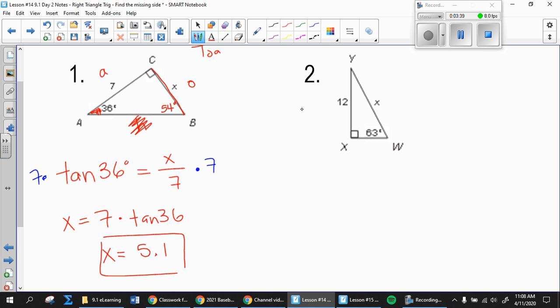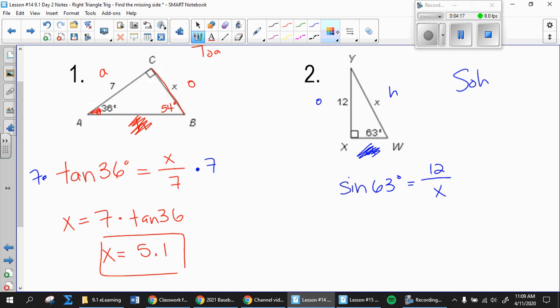Second problem, same thing. First thing we do is label our sides. Here's my angle. This is my adjacent side, this is my opposite side, and this is my hypotenuse. After we label our sides, we choose which trig function we're using. I don't need this side here, so I'm using opposite and hypotenuse, which is sine. So sine of my angle, 63 degrees, equals the opposite side, 12, over the hypotenuse, x.